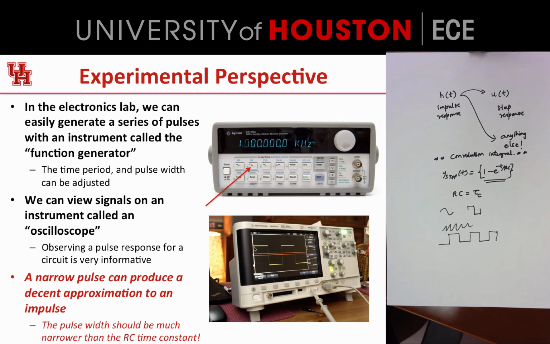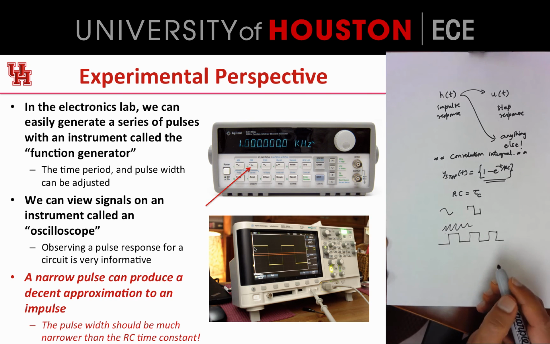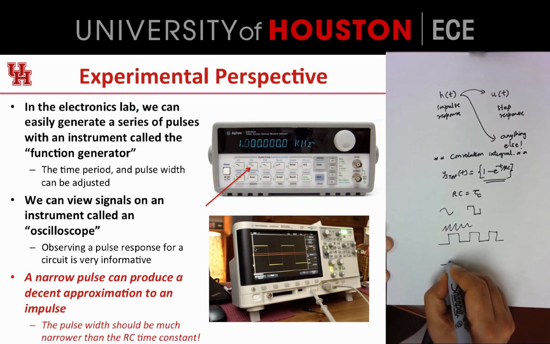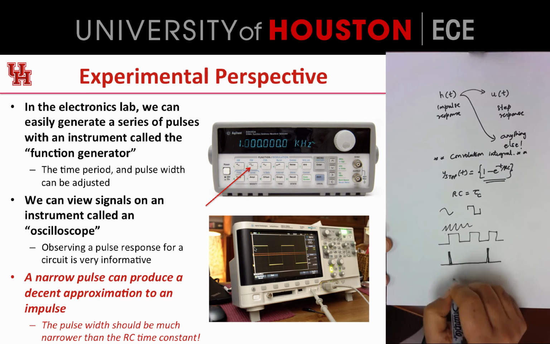Now, a lot of the time, an impulse is hard to generate. So trying to observe a circuit's impulse response can be hard. So what we're going to do is try and generate very narrow pulses, like that. If you generate a very narrow pulse, it's a decent approximation to an impulse, and the response of the circuit to that gives us a bit of an idea as to what we should expect.